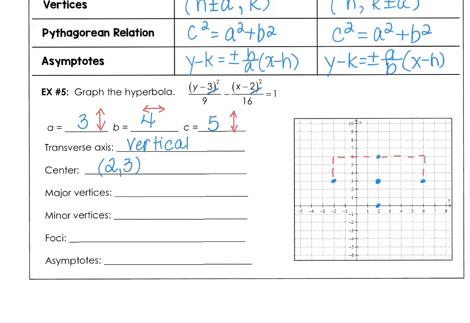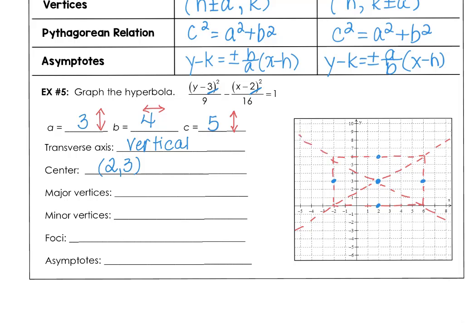And next, after the boundary box is created, we want to put the asymptotes in. So those go along the diagonal through the center and help us to have some boundary for how the branches on our hyperbola will be situated. So we've got those going through.